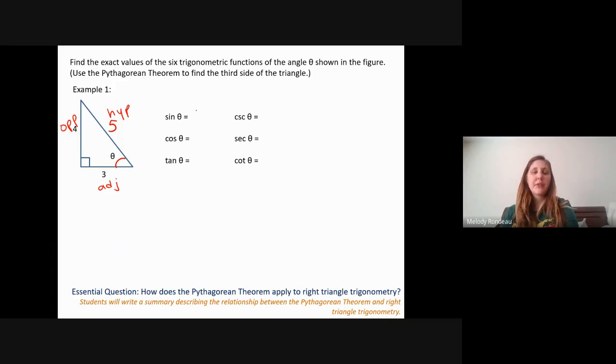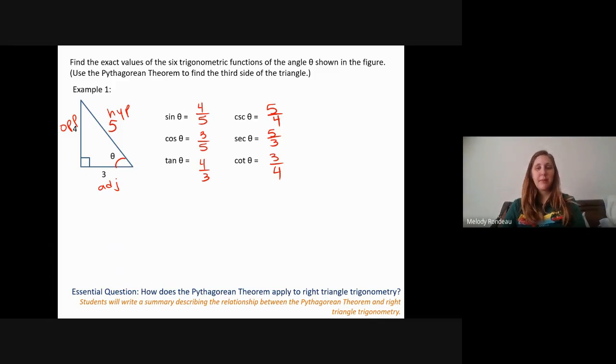Much better. All right, so sine would be opposite over hypotenuse. So in this case, that would be 4 over 5. And you can immediately do the reciprocal, flip it, or you can go through and do the others. It really doesn't matter what order you do them in. Cosine is adjacent over hypotenuse, so 3 over 5. That would make this one 5 over 3 for secant. Tangent is opposite over adjacent, so 4 over 3. And then cotangent, flip it, 3 over 4. That should be pretty basic, pretty much review of what we've already done.